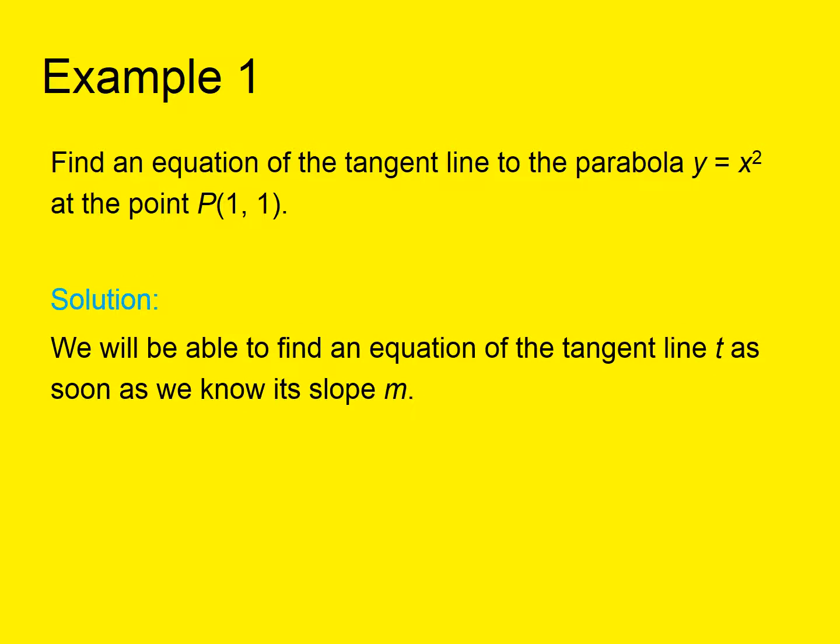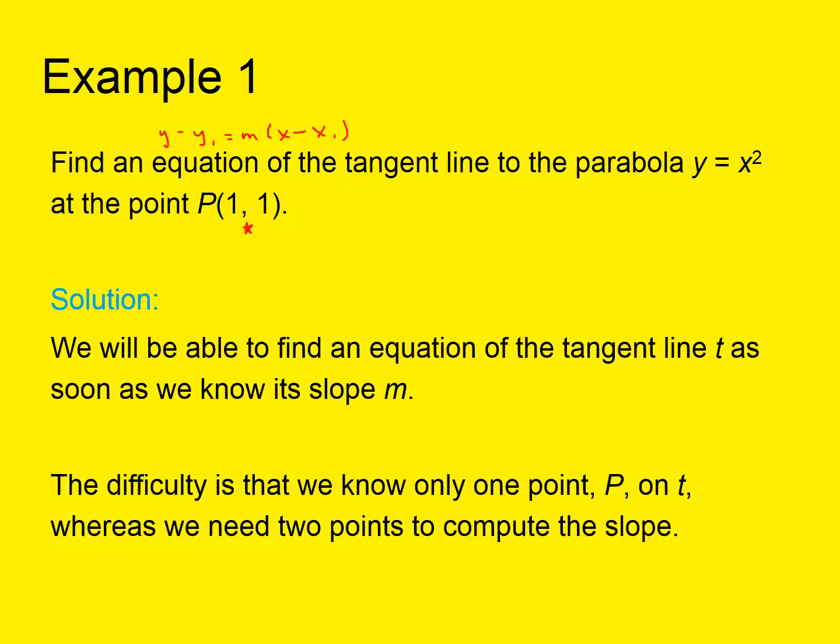We will be able to find an equation of the tangent line T as soon as we know its slope m. We're to find an equation of a line: y equals mx plus b, or y minus y1 equals m times x minus x1, the point-slope form. We have a point. If we can just get a slope m, then we'll have an equation of the line. The difficulty is that we know only one point P on T, whereas we need 2 points to compute the slope.